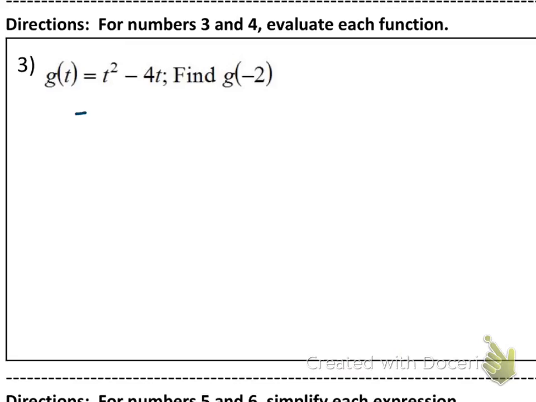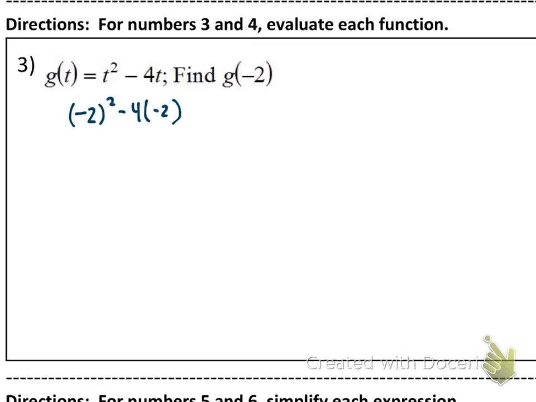Number 3, directions for 3 and 4. Evaluate each function. When we say evaluate, it's like we're plugging in numbers to the math machine. So we have this function here, g of t, and instead of plugging in t, I want to plug in this ingredient, -2. What happens if I plug this ingredient into this math machine? Wherever I see a t, I'm plugging in not t, but -2. So we're going to start with that.